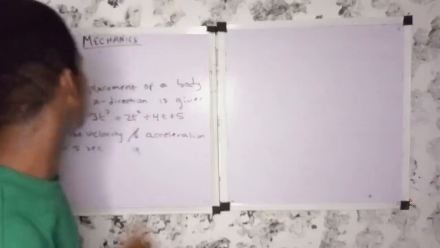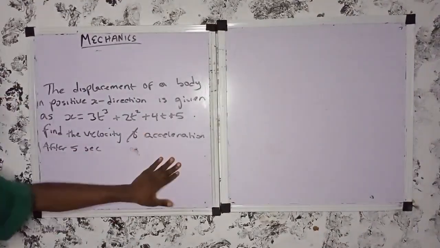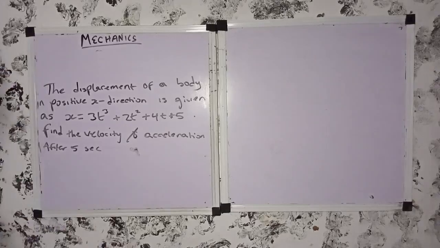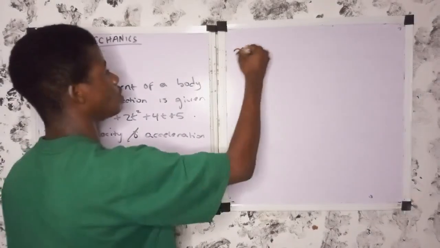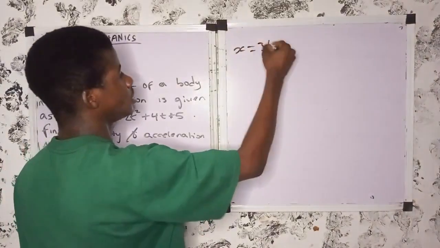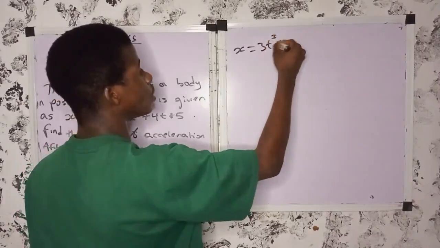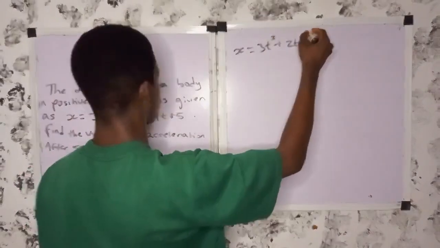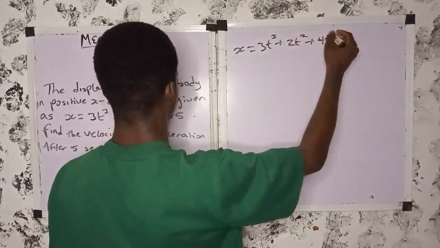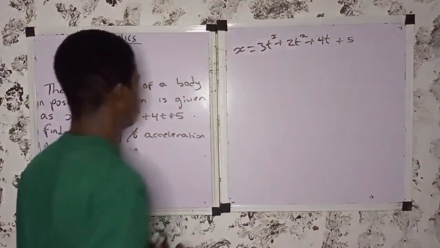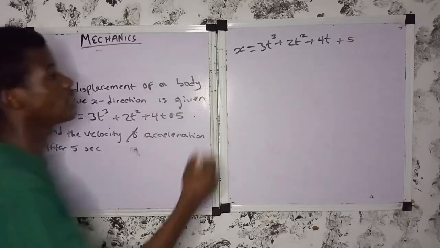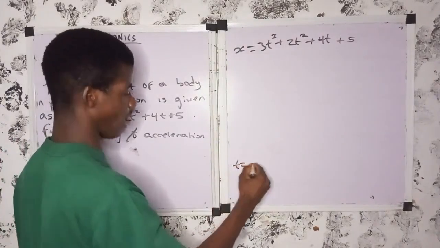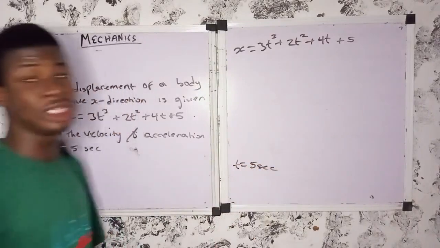Looking at this question, it is like the previous one we did just now. The displacement of a body in the positive s direction is given as s equals 3t cubed plus 2t squared plus 4t plus 5. Find the velocity and acceleration after 5 seconds. So the time is 5 seconds. It's just like the one you just did.